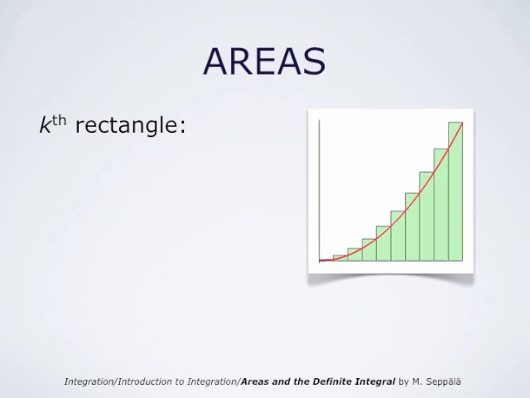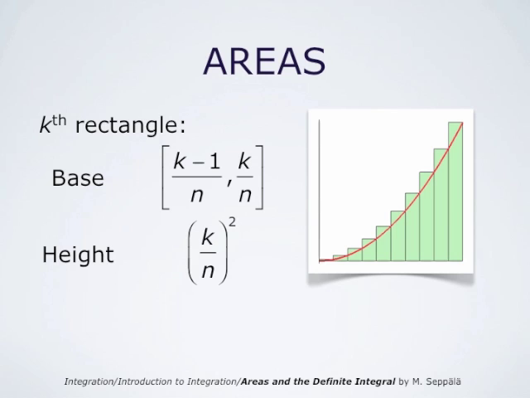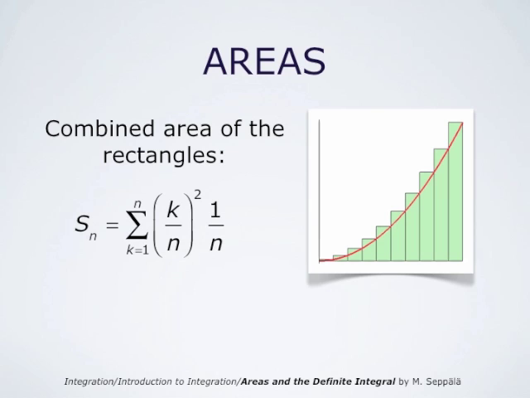The kth rectangle in this approximation has the base [(k-1)/n, k/n], that is, that closed interval. The height of this rectangle is the value of the function x squared at the right endpoint of this interval, that is, the height is (k/n) squared. And the area of the kth rectangle is therefore base times height, that is 1/n times (k/n) squared. And the combined area of these green rectangles is the sum capital S sub n, the summation k from 1 to n, (k/n) squared times 1/n.